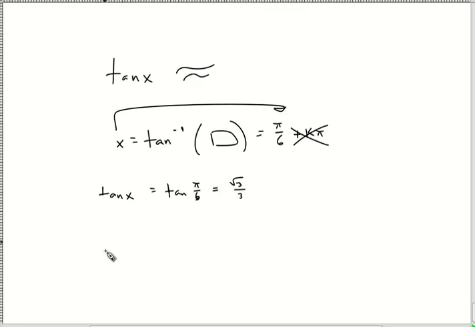This is what you're going to write down, and then I'm going to backtrack and talk about it for a second. This is what you put in GeoGebra: tangent x equals square root 3 over 3. There you go. That's your answer, and I'm going to say, done.